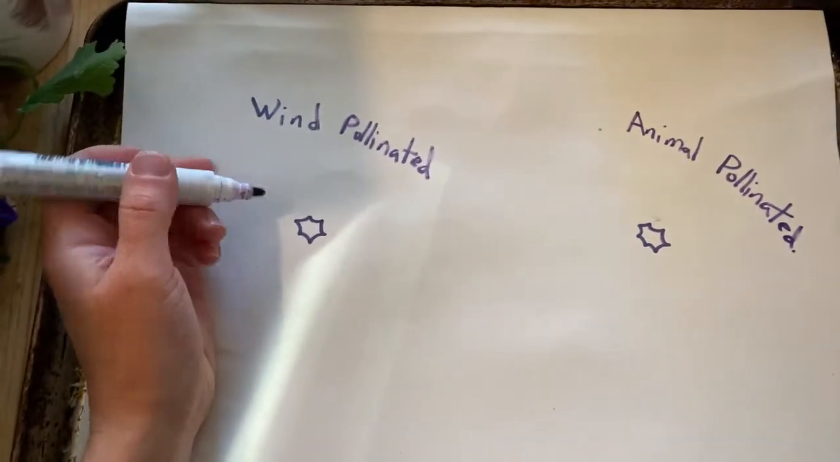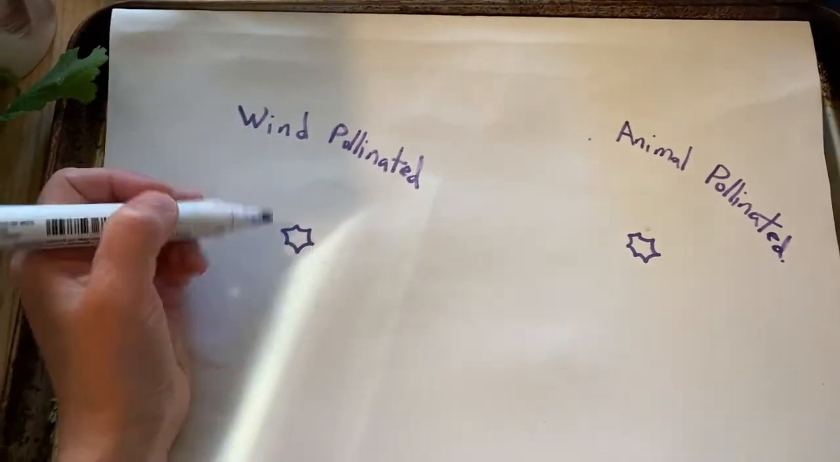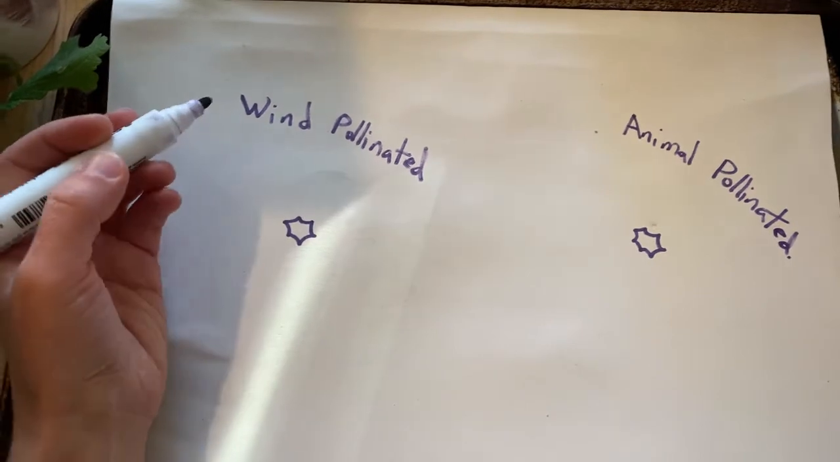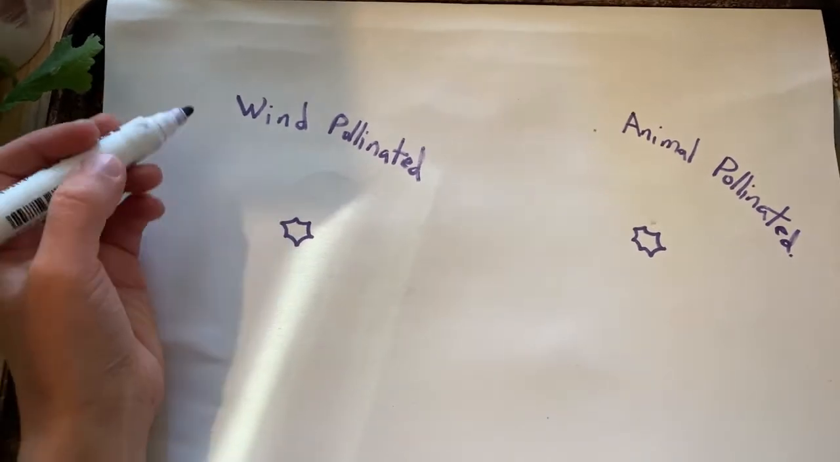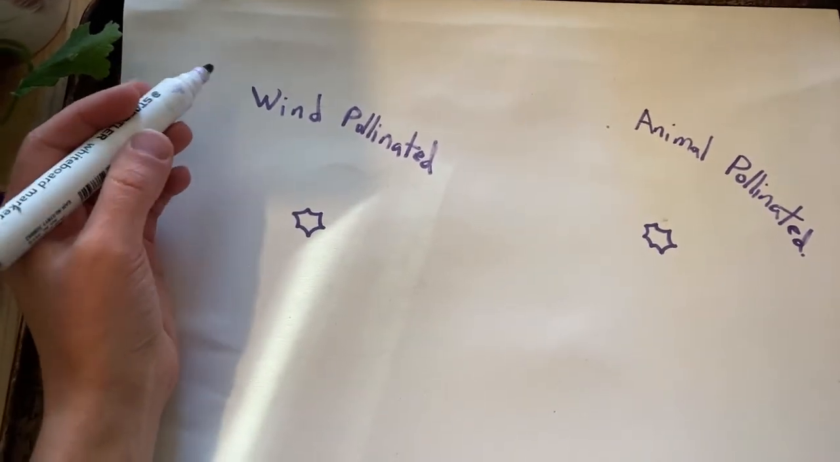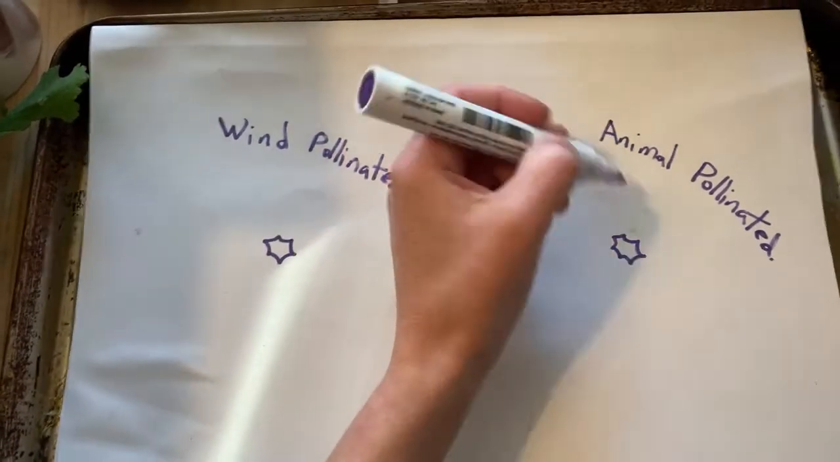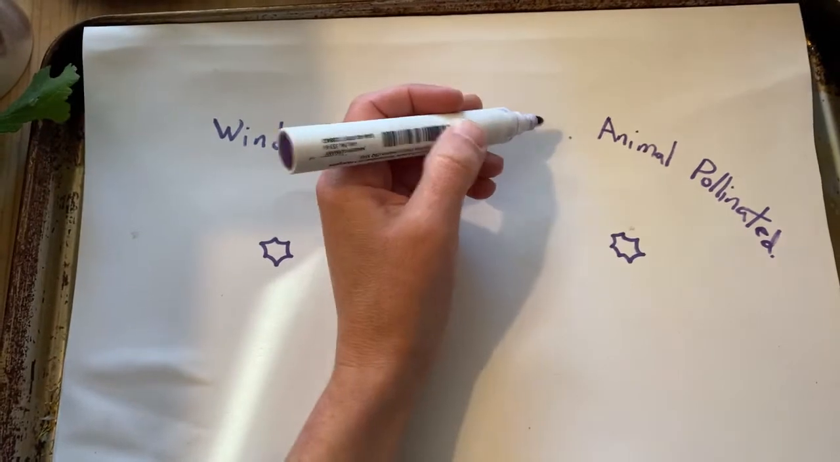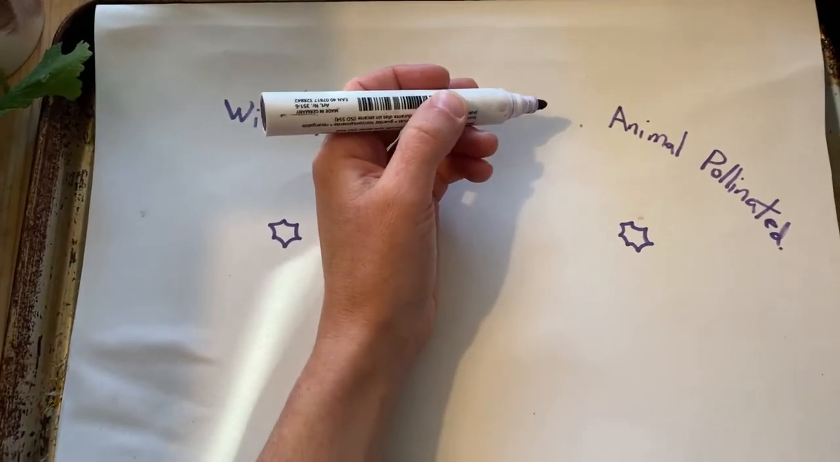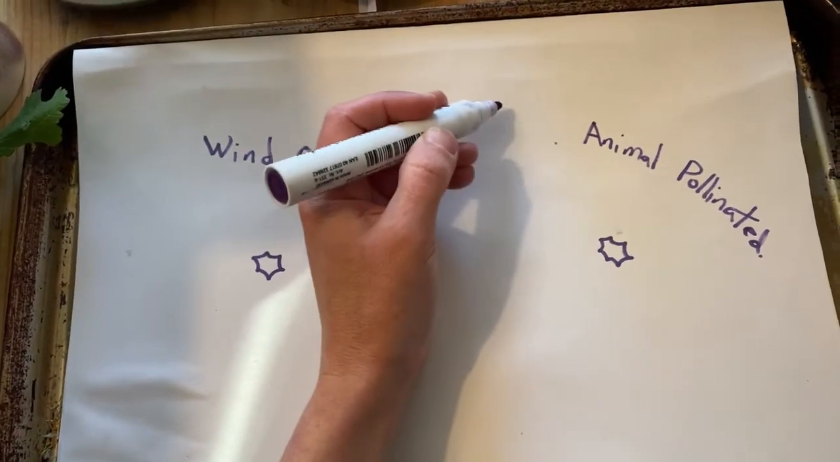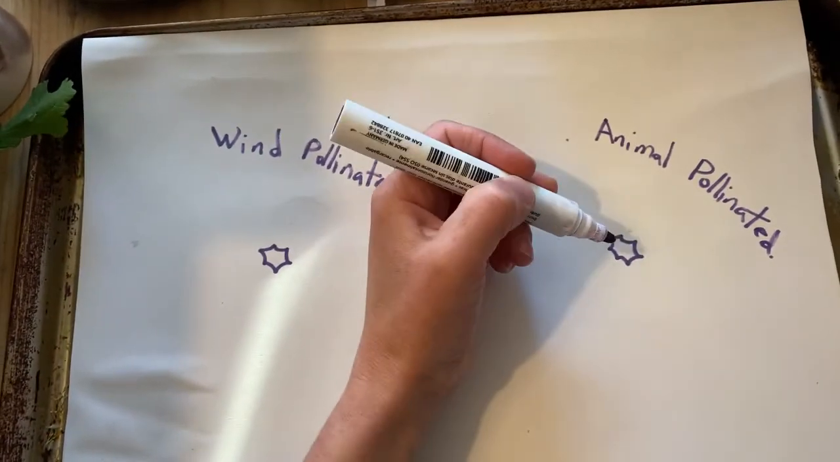Okay, so this flower has evolved to be pollinated by the wind. So it reproduces when pollen blows off its anthers and onto the sticky stigma of a different flower, okay? And this one has evolved so that animals, usually insects like bees and butterflies, pick up pollen from one plant and move it to the sticky stigma of another plant.